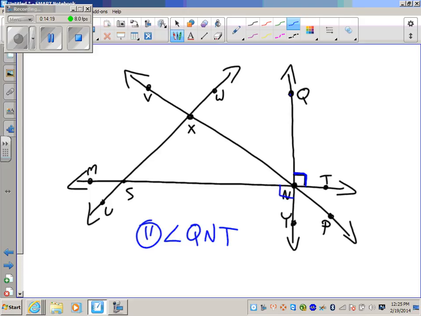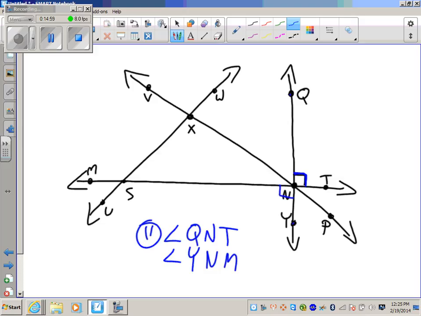Why? What do we call those before? Angles that come opposite each other are called vertical angles, and vertical angles are also congruent. So Y and what? Y and, I could use M. I could use S. Either way.